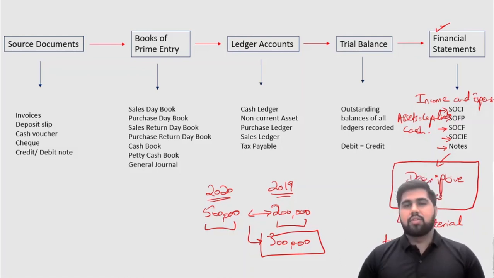All right. So like I said, the objective of this small short video was to open up your mind about how things work in the accounting world. And obviously we will dive into each and every stage, the books of prime entry, the ledger accounts, the trial balance, and obviously the financial statements at each stage as we move on with the course.